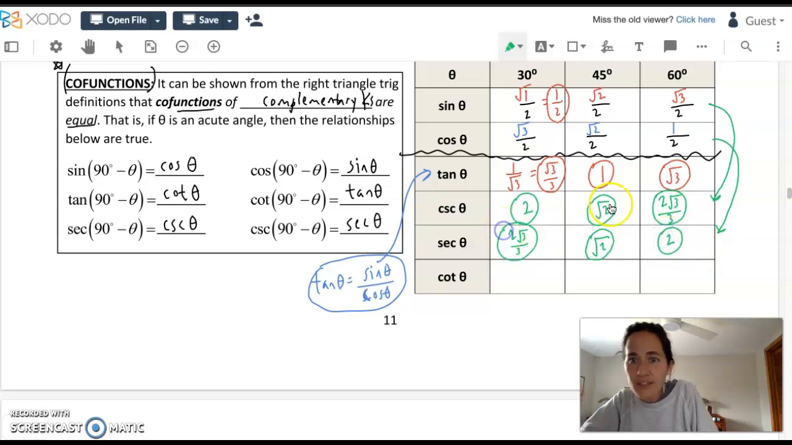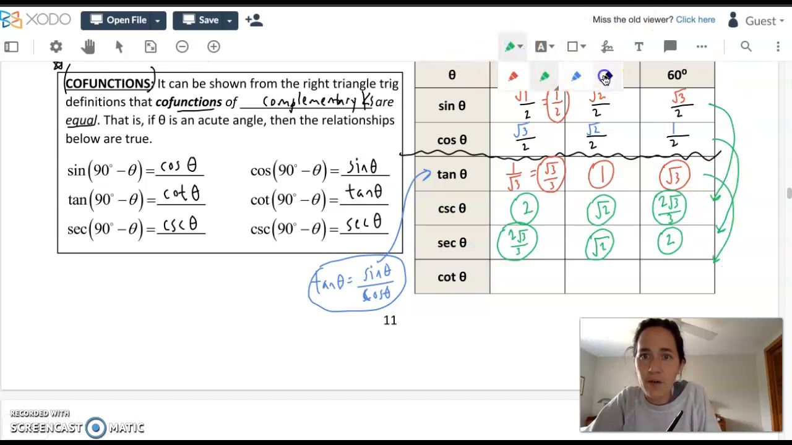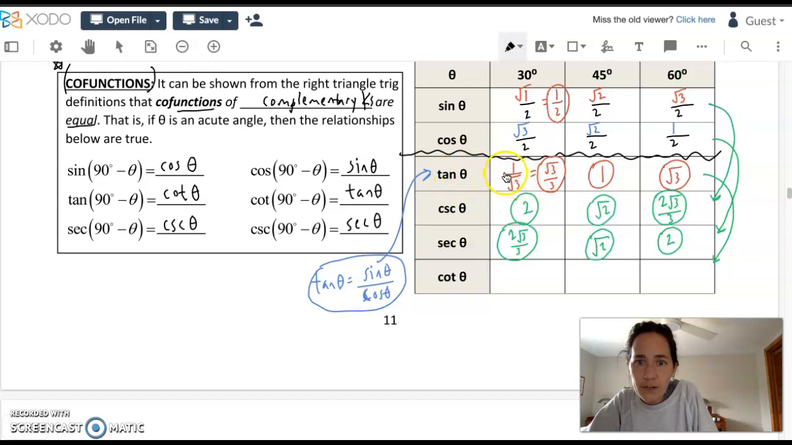Last row. I say probably your best bet is to flip the 3 tangents, and then you'll be good to go. So tangent of theta here for 30 degrees was 1 over square root of 3. Flip it back into just the square root of 3. 45, tangent was 1.